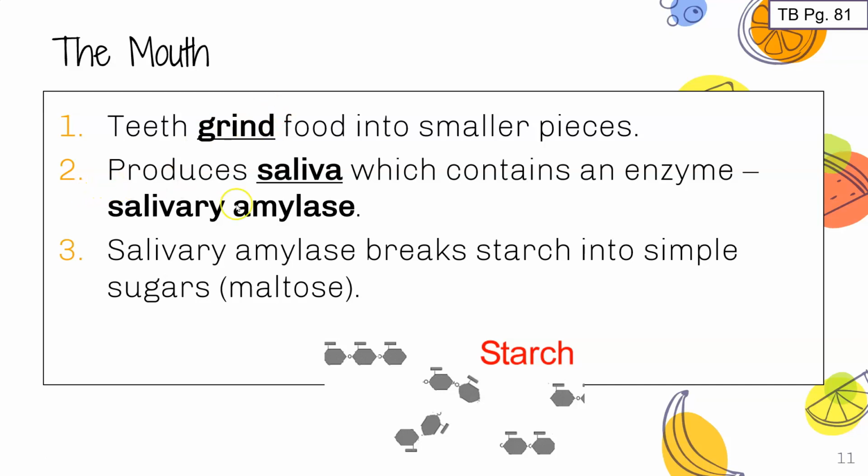Second, the mouth produces saliva, which contains an enzyme, salivary amylase. Okay, so this enzyme amylase breaks down starch into simple sugars, which are maltose.